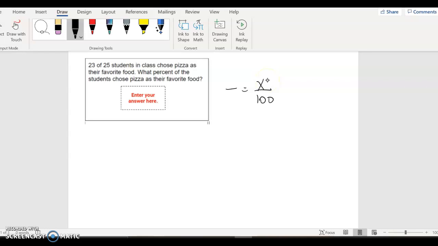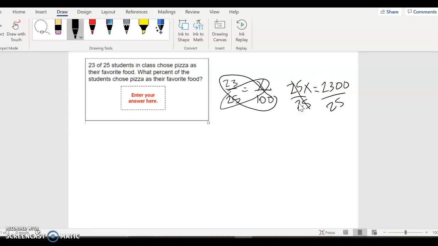Okay, and then we have to think in terms of part over the total. 23 of 25 students in class chose pizza. So that tells me there are 25 total students in class, and out of those 25, 23 picked pizza as their favorite food. So 23 is the part. From here, it's business as usual. Cross multiply. 25 times x, 23 times 100. We want to get x by itself, so we divide both sides by 25. Top number goes in, bottom number goes out.